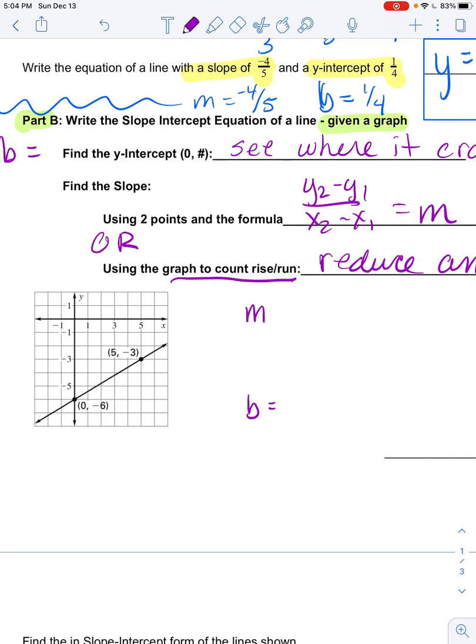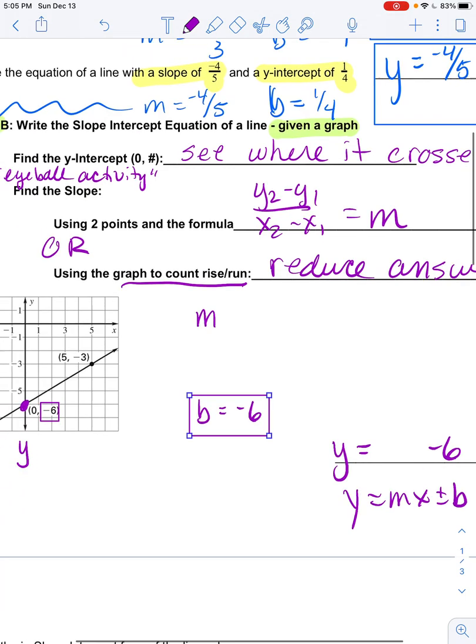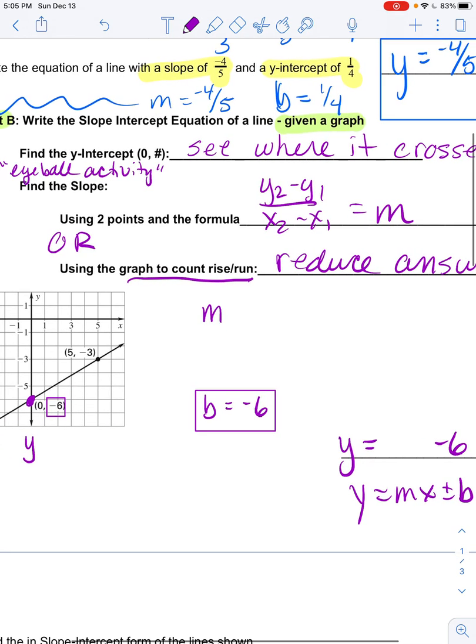So my b value told me to just see where it crosses. When I look to see where it crosses the y-axis, it crosses it at -6. So my b value is negative 6. So finding the b value is what I always call an eyeball activity. You don't have to do any math. It's just an eyeball activity. You just look and say, oh, it's crossing at negative 6 on the y. That is my b value. So when I go to write y equals mx plus or minus b, my equation is going to end with a negative 6 because that's my b value. Okay, easy peasy. So let's take a look at the two different ways to do m.